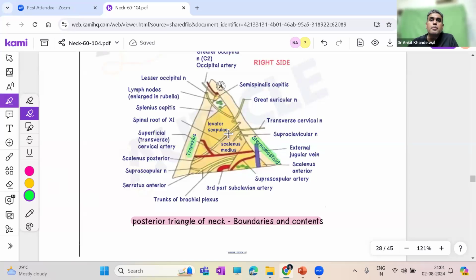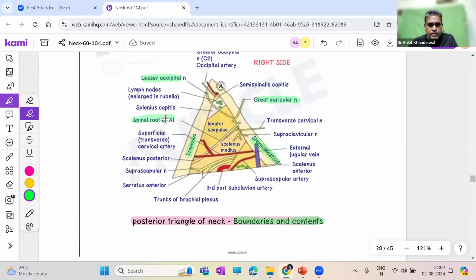So this whole diagram is showing us the contents and the boundaries. And below you can also see the contents and the boundaries. So you can see all these contents over here. These nerves, say great auricular nerve and lesser occipital nerve, are the cutaneous branches, so they are piercing the roof.